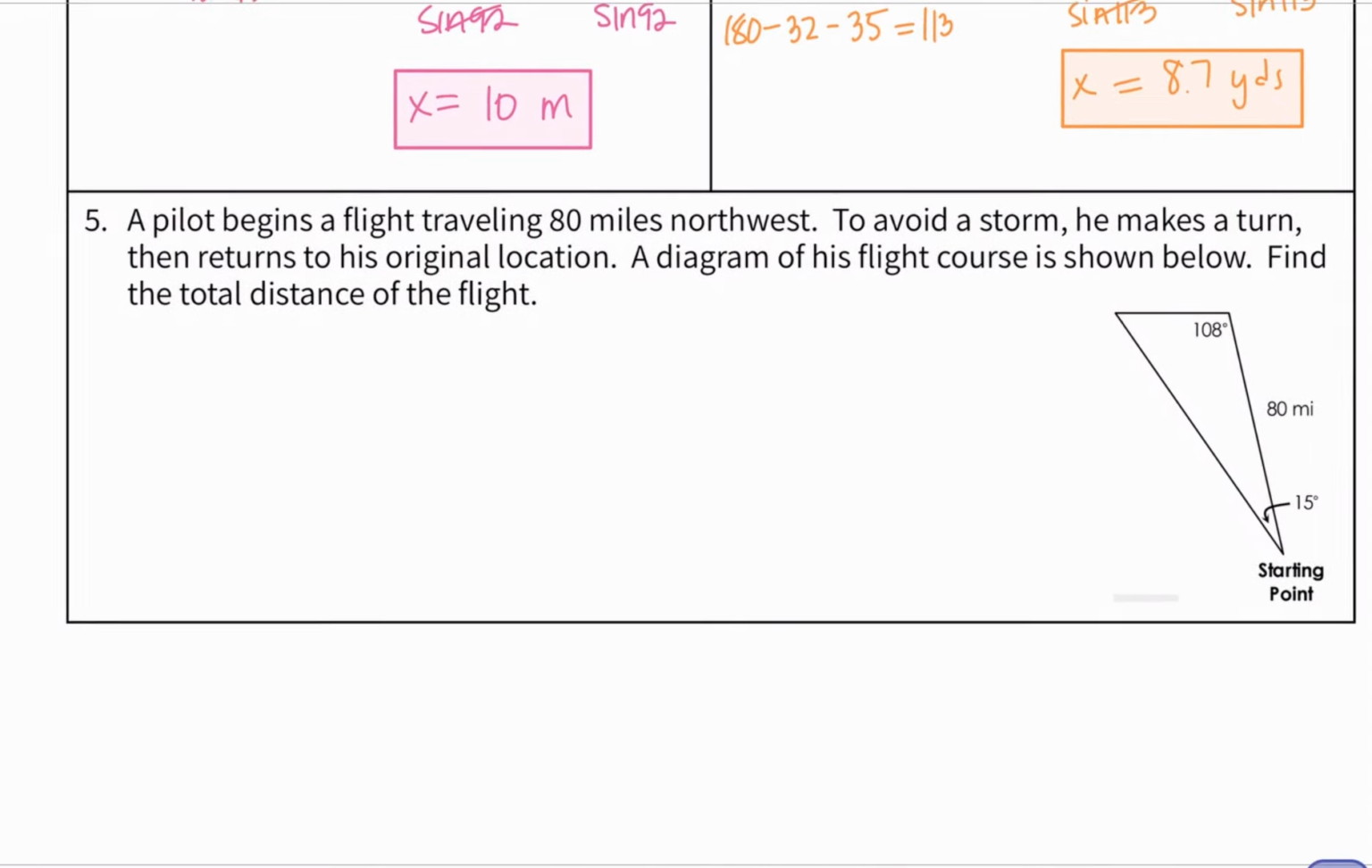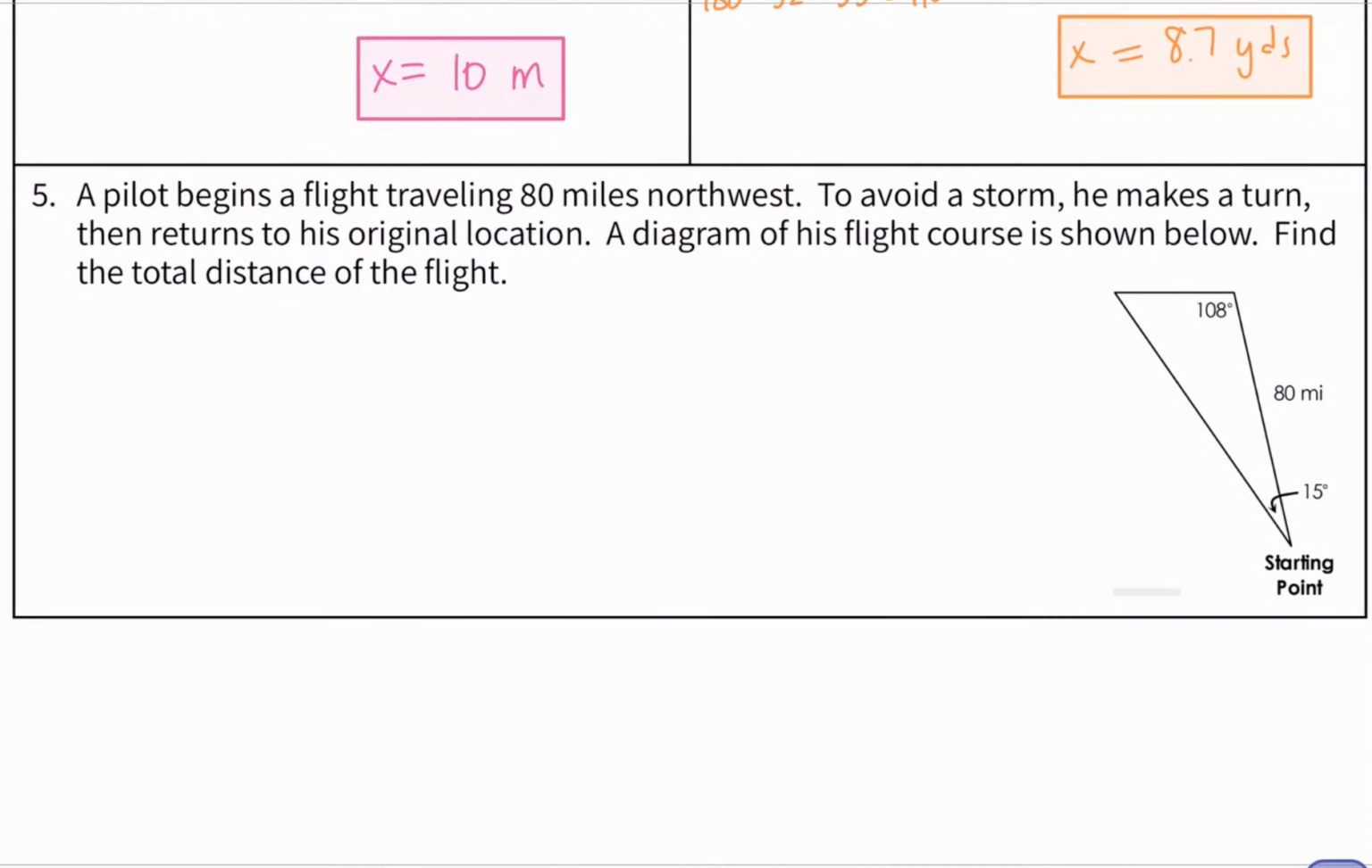Okay, so it says, a pilot began a flight traveling 80 miles northwest. To avoid a storm, he makes a turn, then returns back to his original location. So the diagram of his flight course is shown below. If you see this picture, that's where he started, the starting point. Went northwest for 80 miles. There was a storm, so he had to turn, and then he went back to his original spot. And they gave us some angle measurements there. So now they say, find the total distance of the flight.